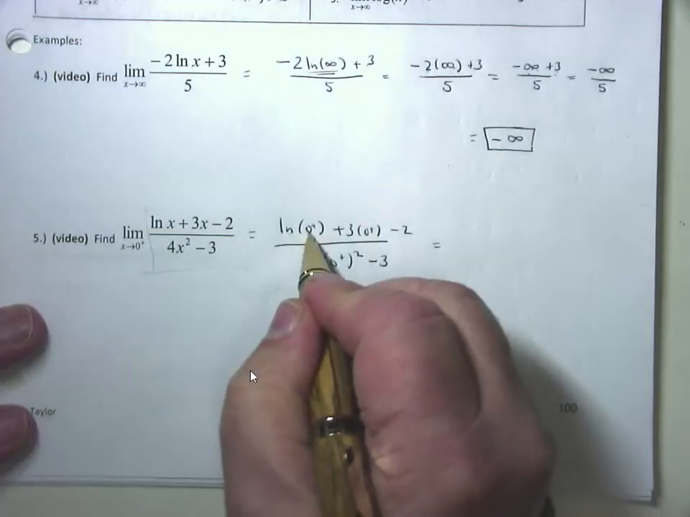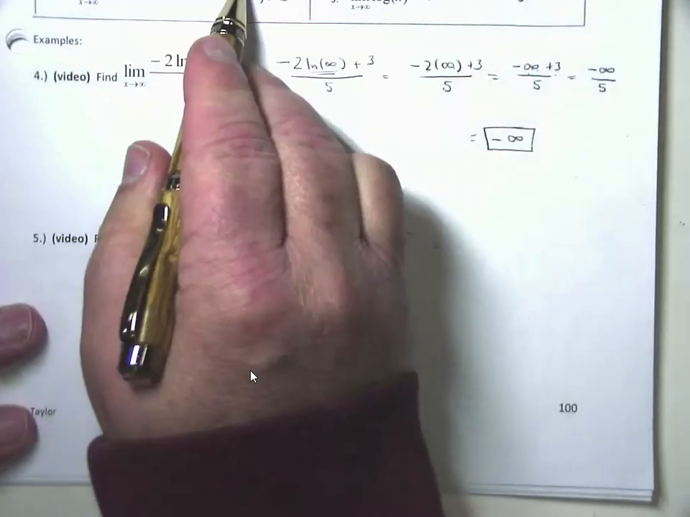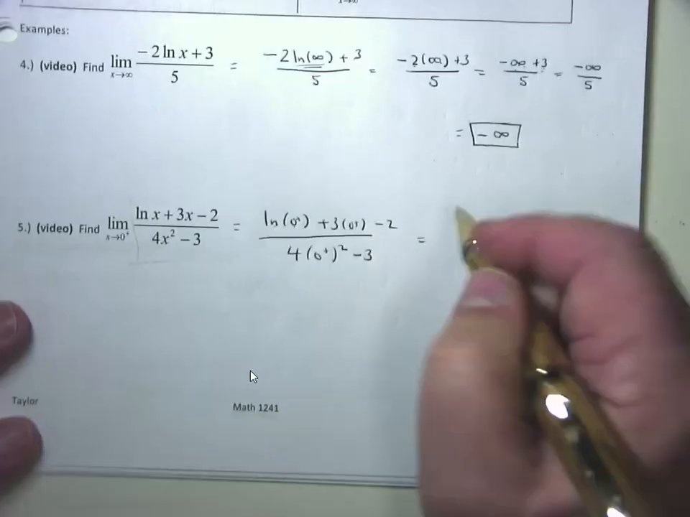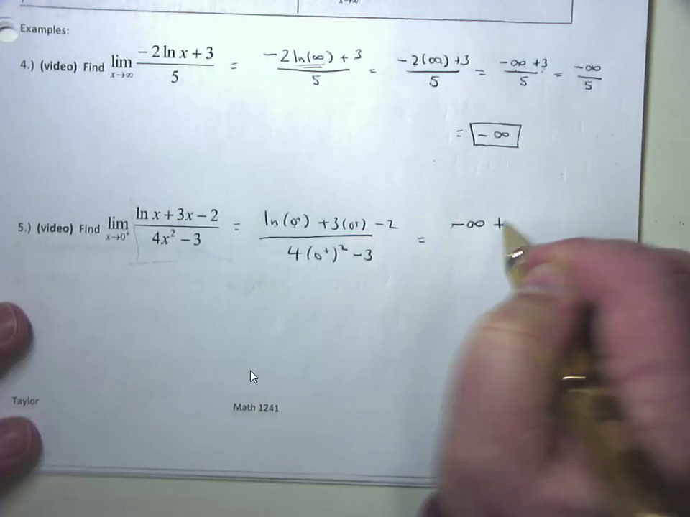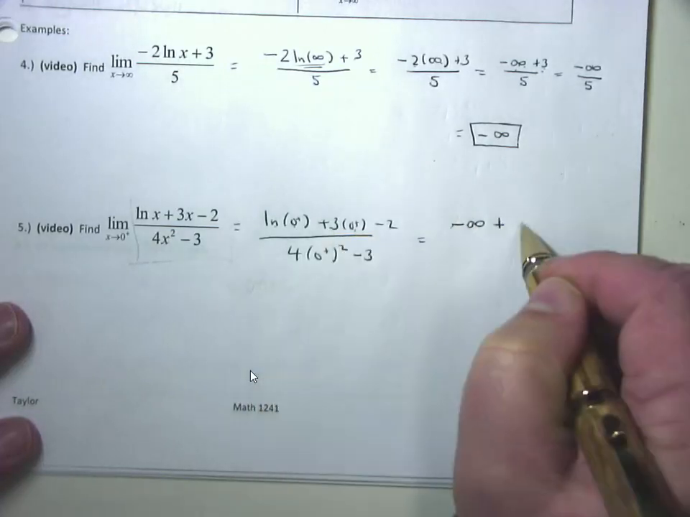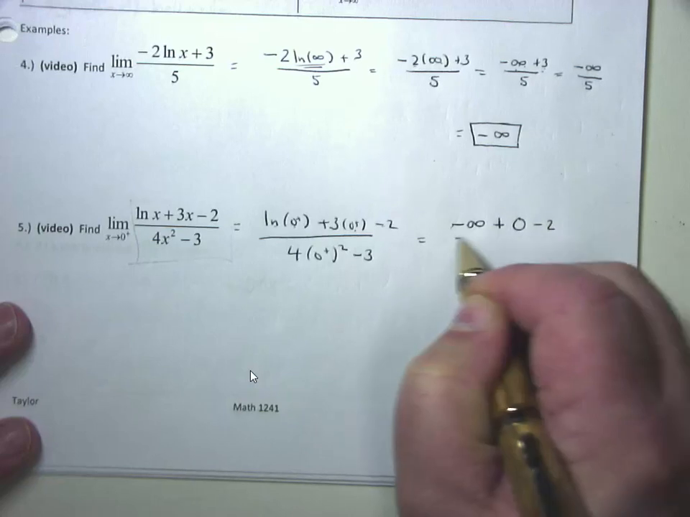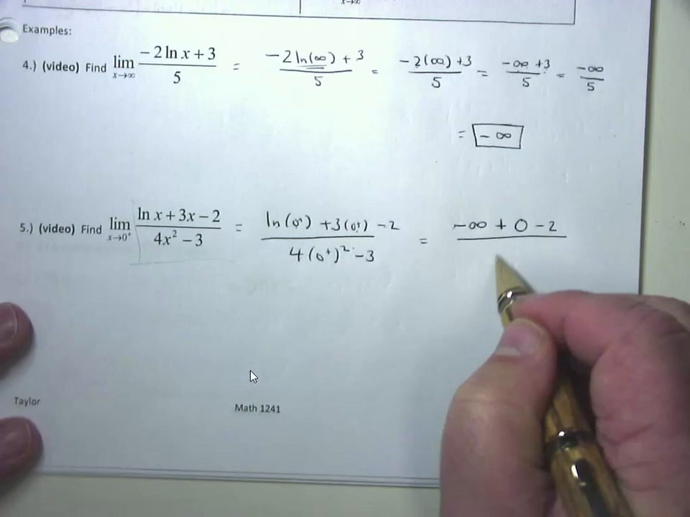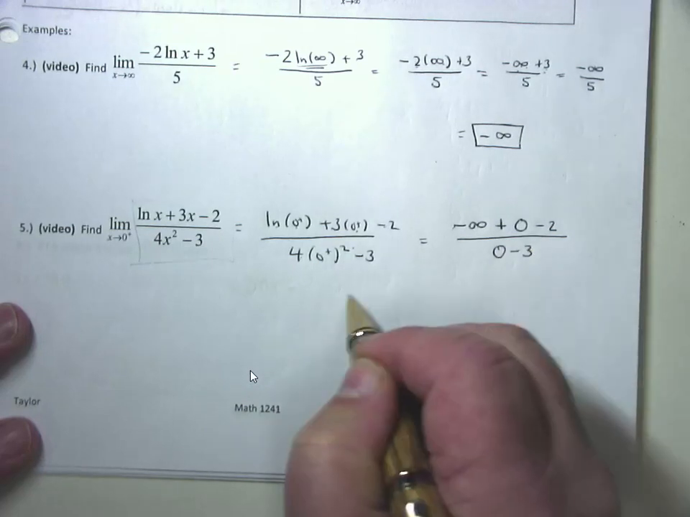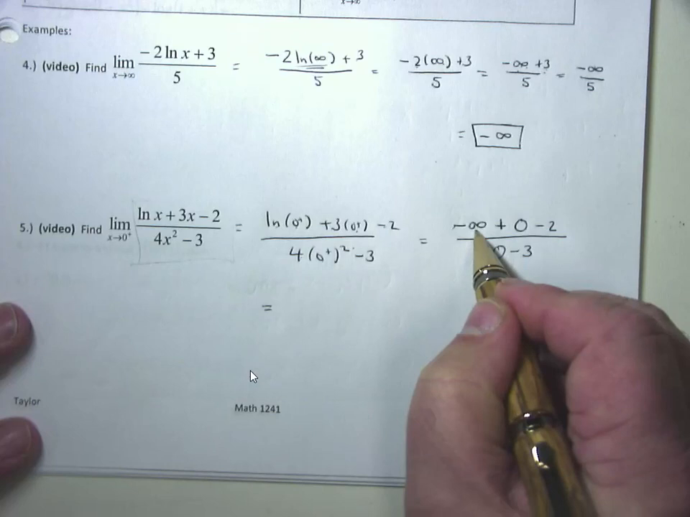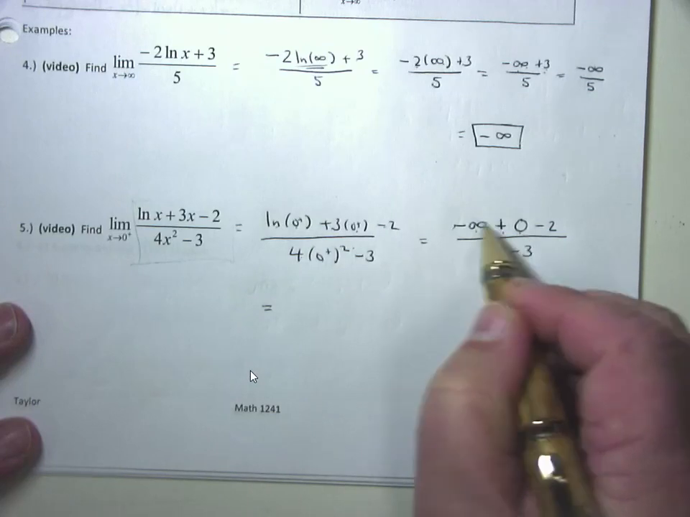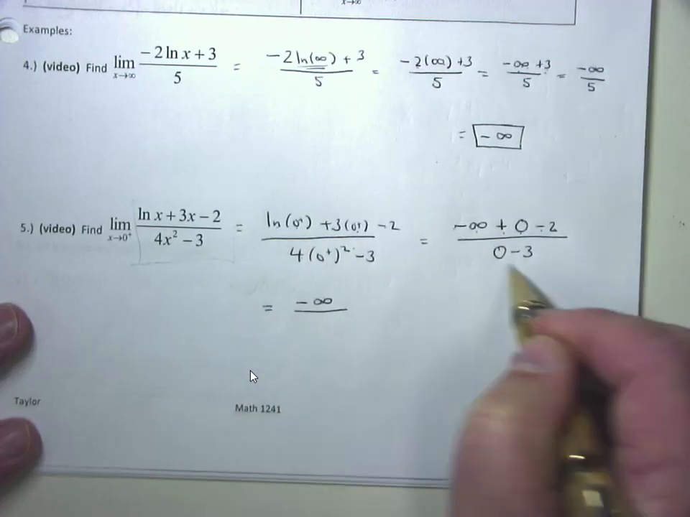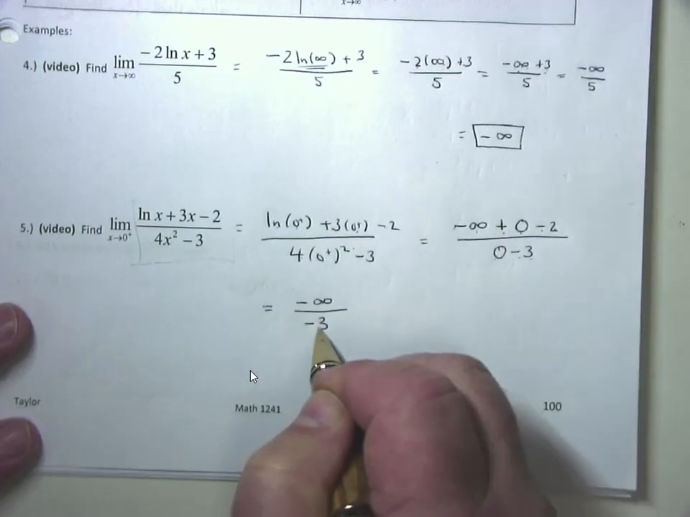Well, the natural log of 0 on the plus side, again, is one of those limit laws that we have memorized. The natural log of 0 on the plus side is negative infinity. So this will be negative infinity plus 3 times 0, well, that's still 0, minus 2, divided by 0 squared. 0 squared is still 0, times 4 is 0, minus 3. Cleaning it up, negative infinity plus 0 is negative infinity. Negative infinity minus 2 more is still negative infinity. Divided by 0 minus 3, which is actually negative 3.